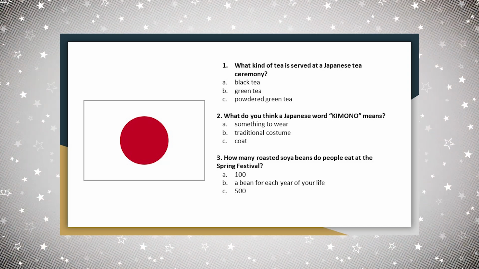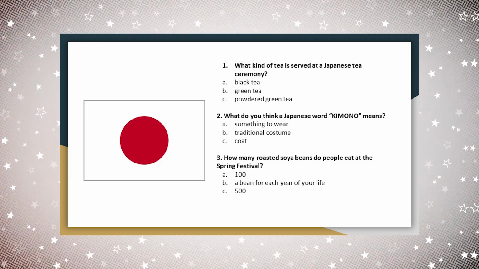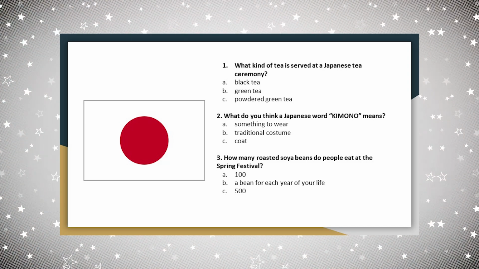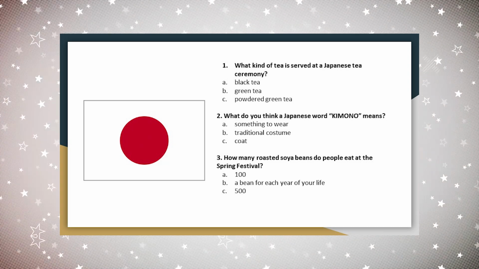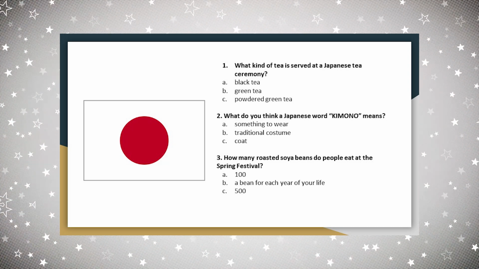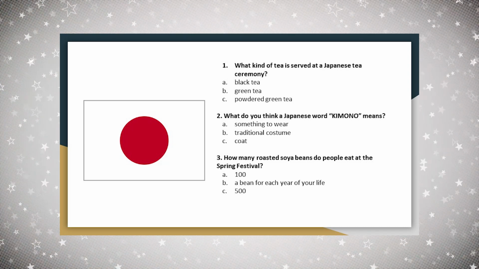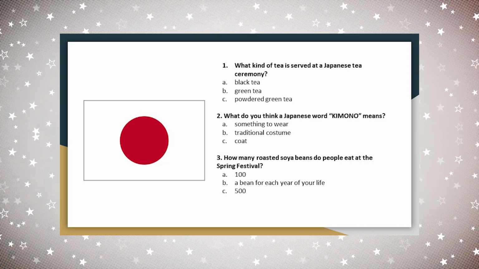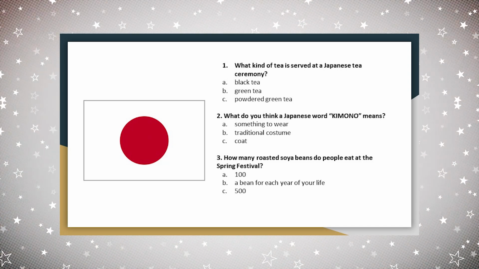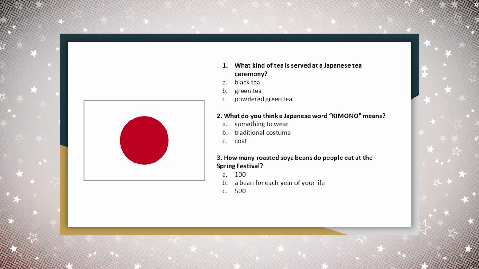How many roasted soya beans do people eat at the Spring Festival? В Японії проводиться весняний фестиваль. Однією з традицій є їсти смажені соєві боби. Отже, скільки треба їх з'їсти за традицією? 100, a bean for each year of your life, or 500.